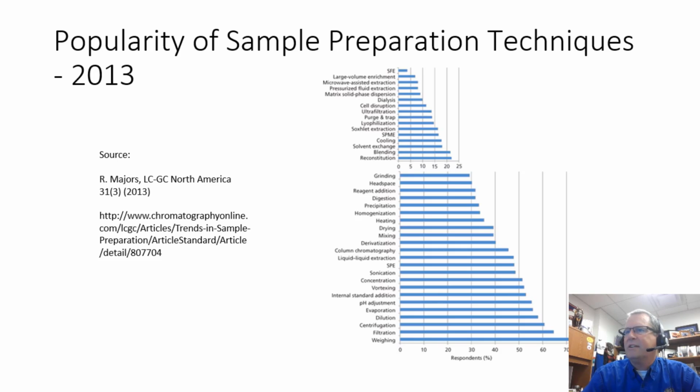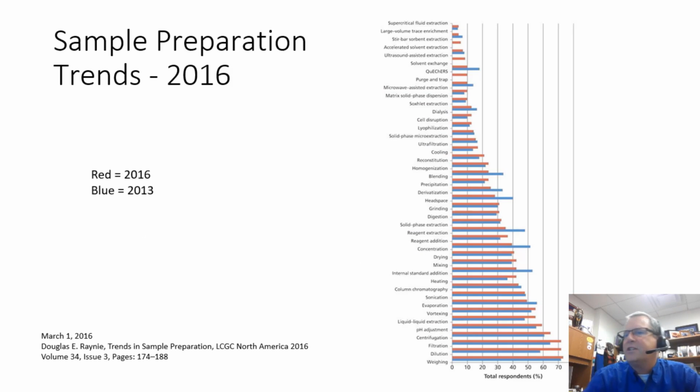We see a lot of our standard techniques. You can get the reference for this, but check out the LCGC Sample Preparation Perspectives column, and you can get this information. This was 2013. Here's 2016 that Doug Rainey did. It's the most recent data, at least that I became aware of. And you can see pretty similar: dilution, weighing, filtering, centrifuging, adjusting pHs, liquid-liquid extraction, very, very popular techniques. What I see here is a lot of potential to get greener.